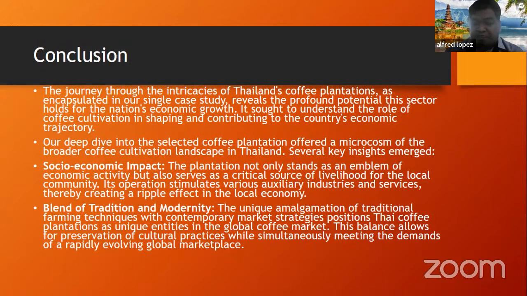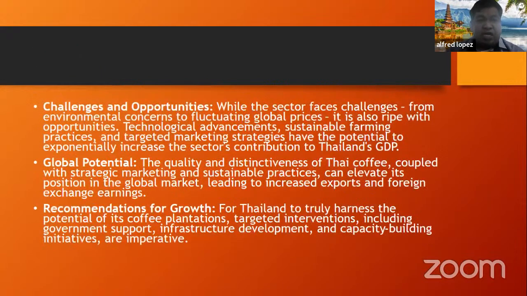global marketplace. So, of course, this is a very perfect scenario because Thailand is number 1 among ASEAN when it comes to tourism. The challenges and opportunities. While the sector faces challenges from environmental concerns to fluctuating global prices, it is also ripe with opportunities. Technological advancement, sustainable farming practices, and targeted marketing strategies have the potential to exponentially increase the sector's contribution to Thailand's gross domestic product. Global potential.